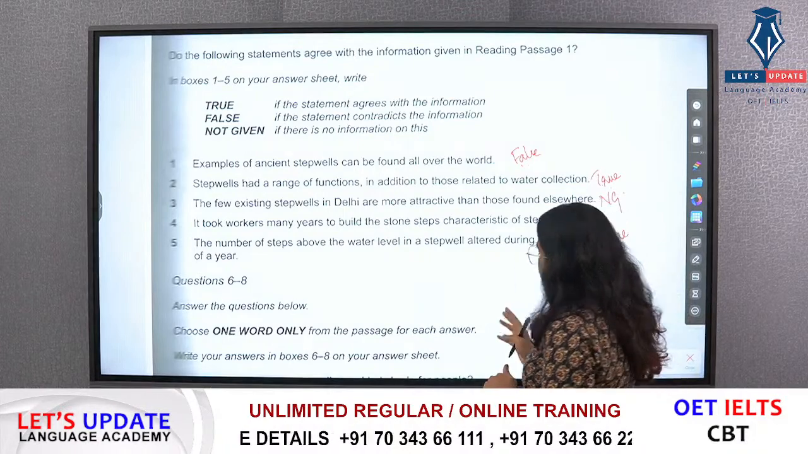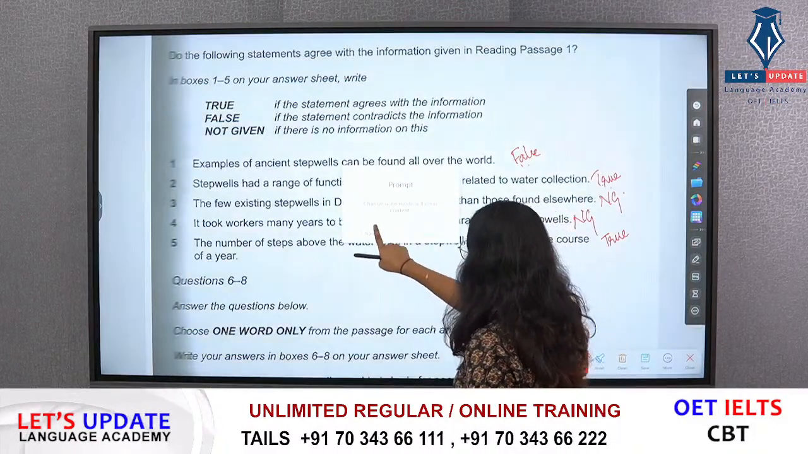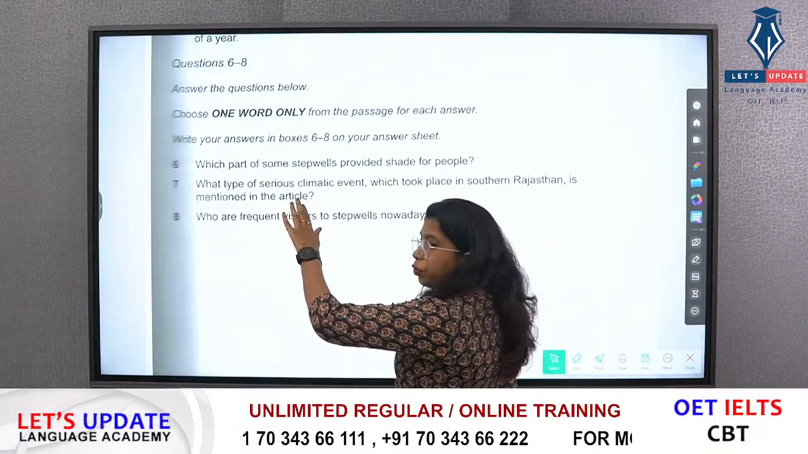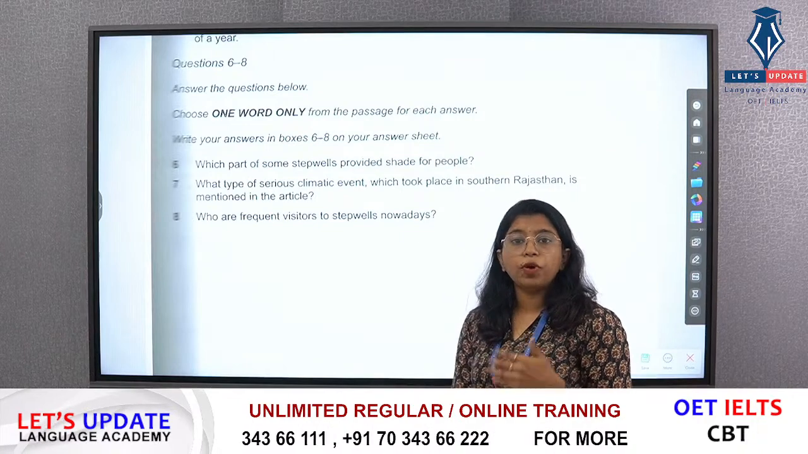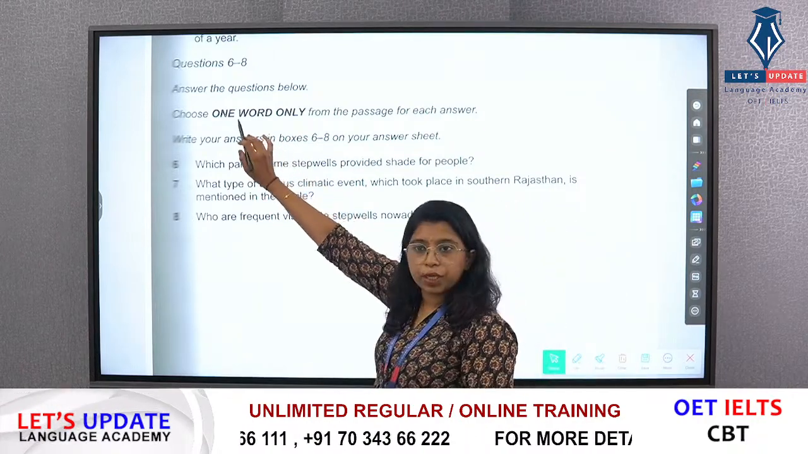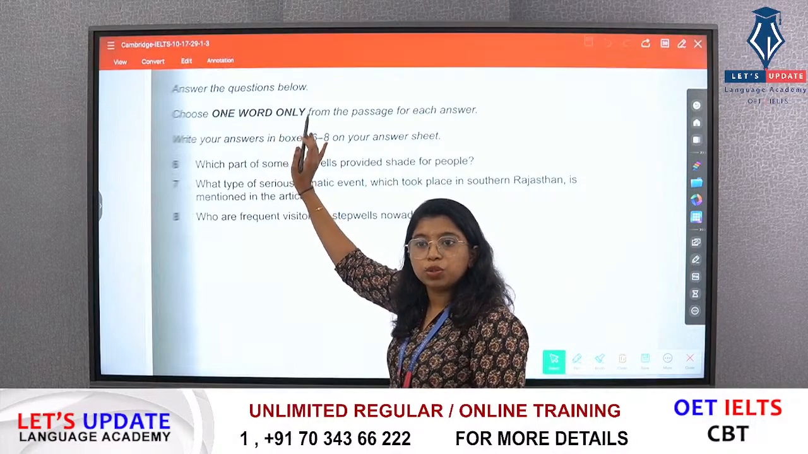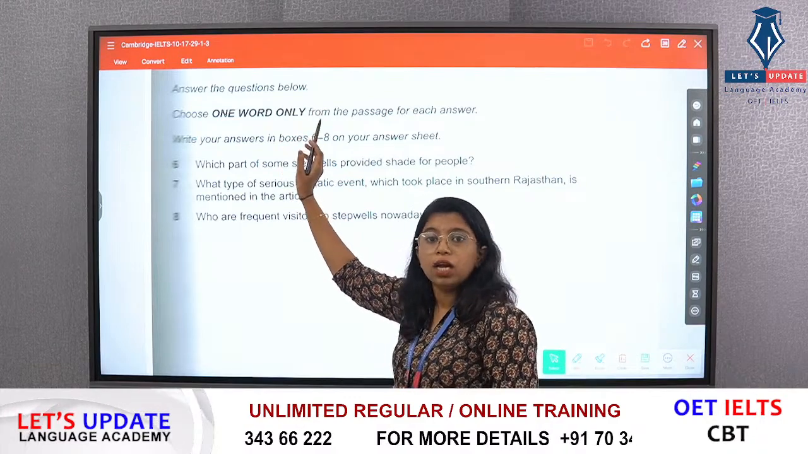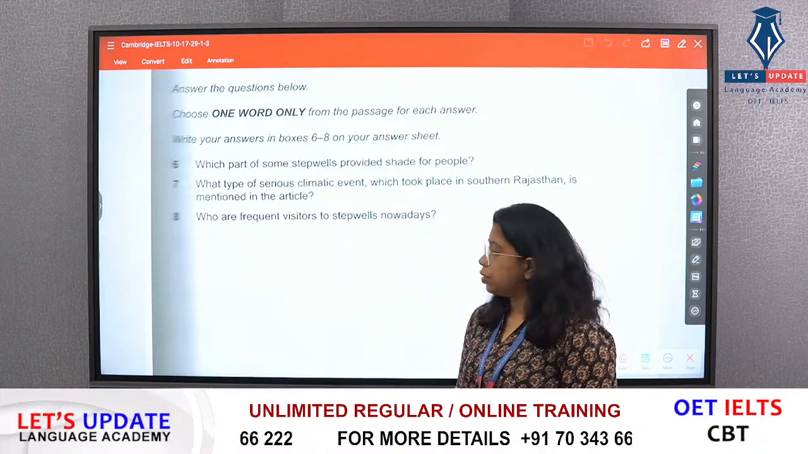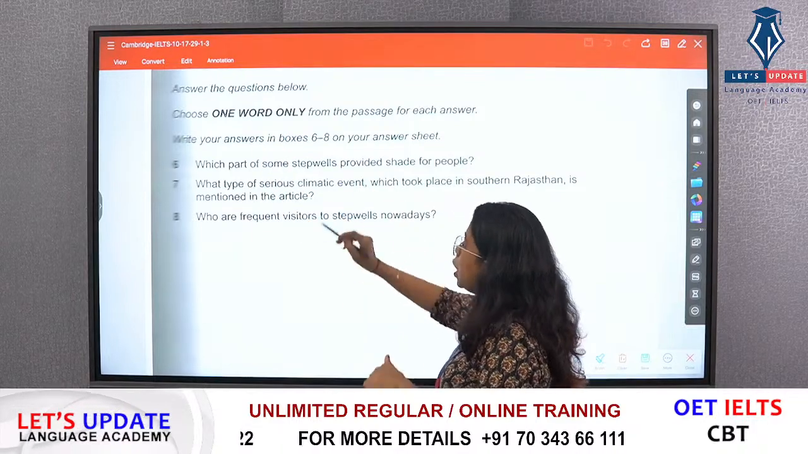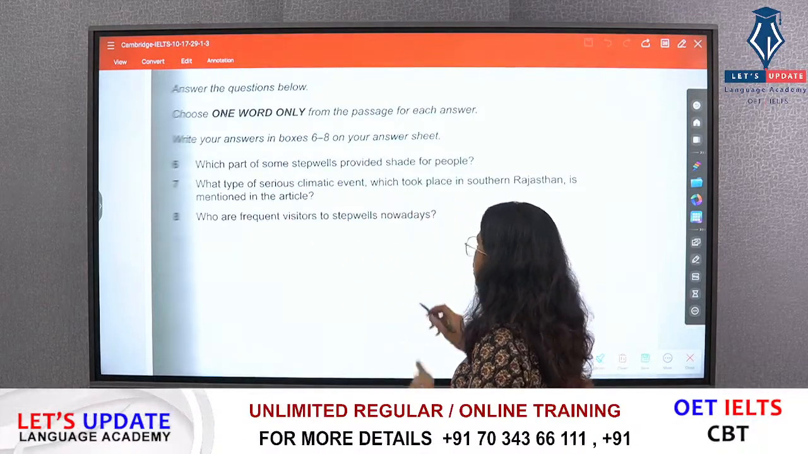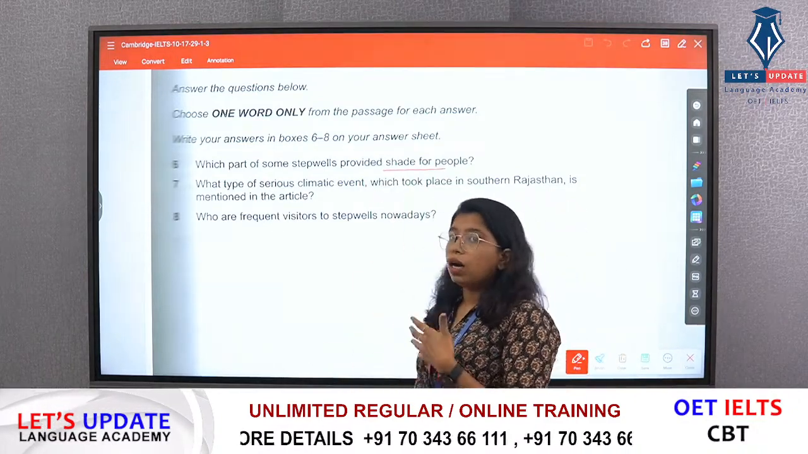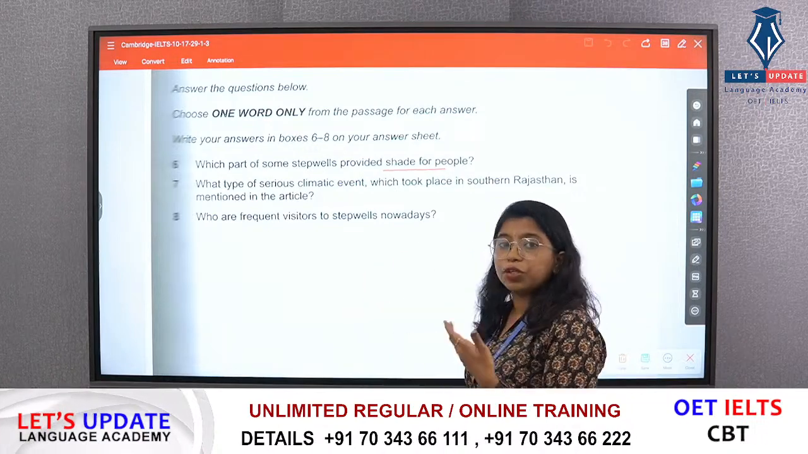Okay. Now we are moving to the next set of questions. You have to read the instruction carefully before answering the question. Here the instruction given is one word only, so you should not write more than one word. Keep it in mind when you are answering or transferring your answers to the answer sheet. Okay, so you have to read the question first. Which part of some step wells provided shade for people? Again, you have to underline the keywords and look for the same or similar words in the passage in order to find the answer.